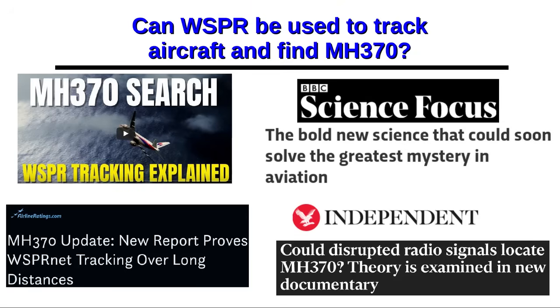Malaysia Airlines Flight 370 disappeared over 11 years ago while on a routine flight from Malaysia to China. For reasons still not known, it diverted and ended up crashing into the southern Indian Ocean. The crash site has still not been located.